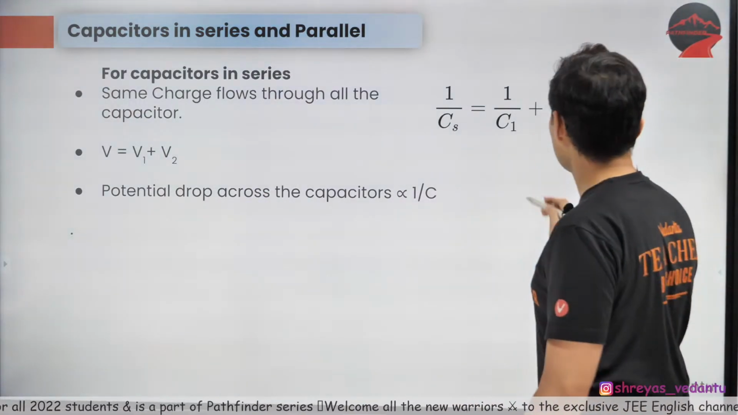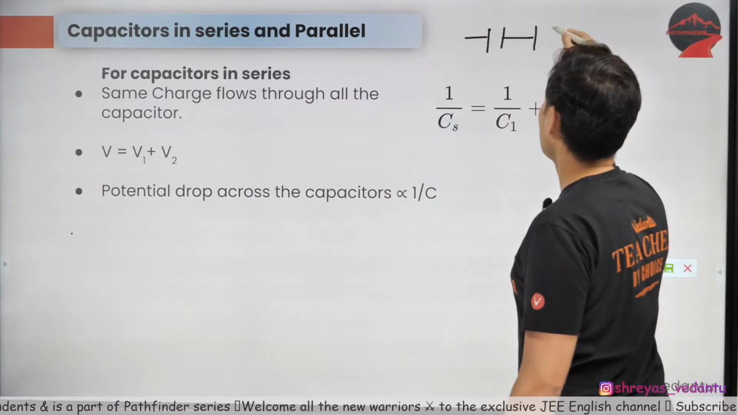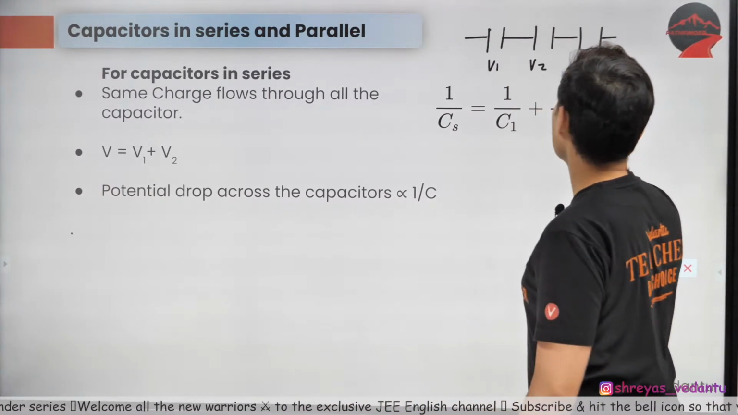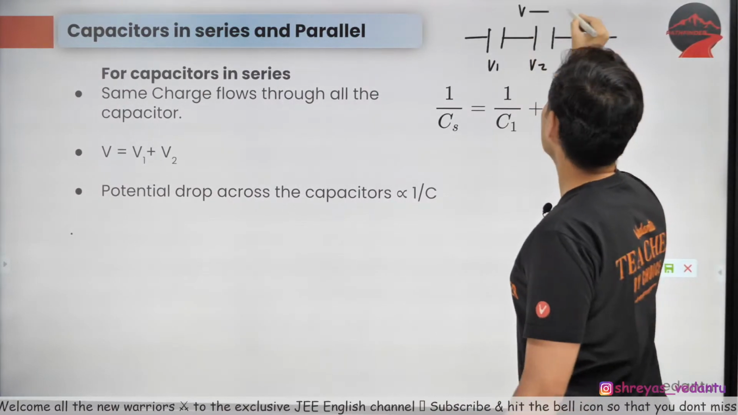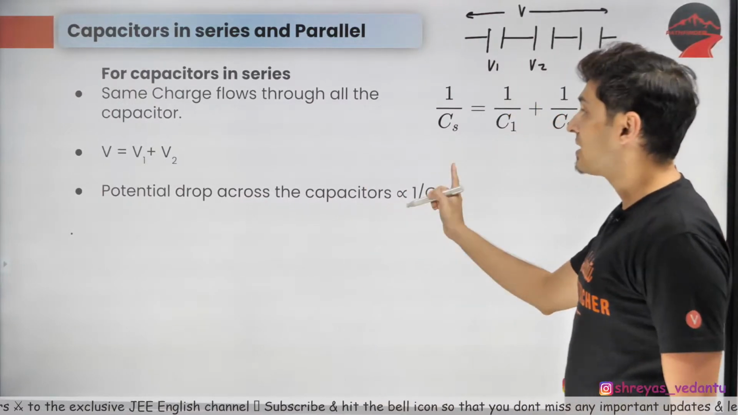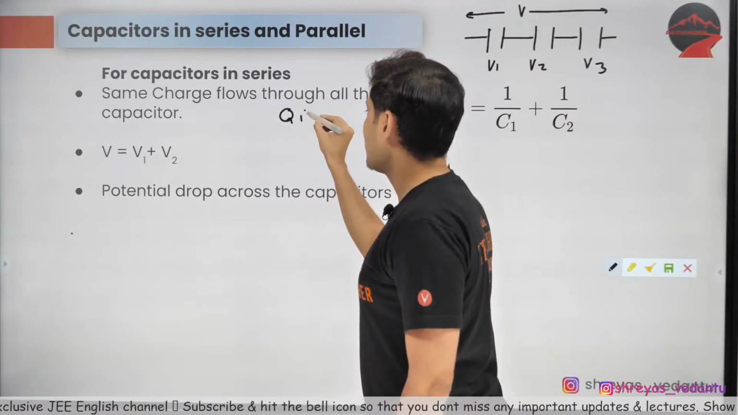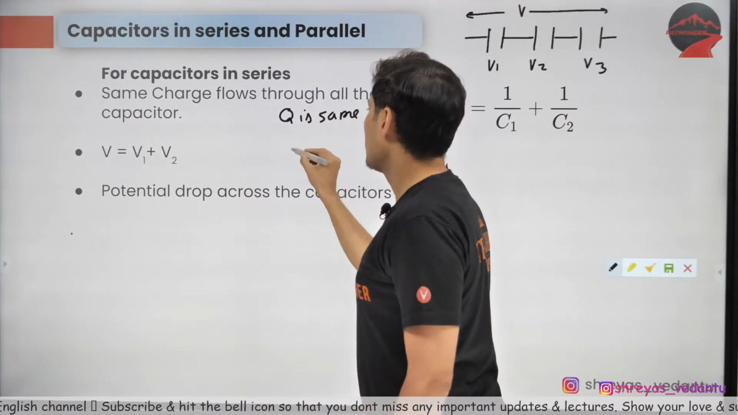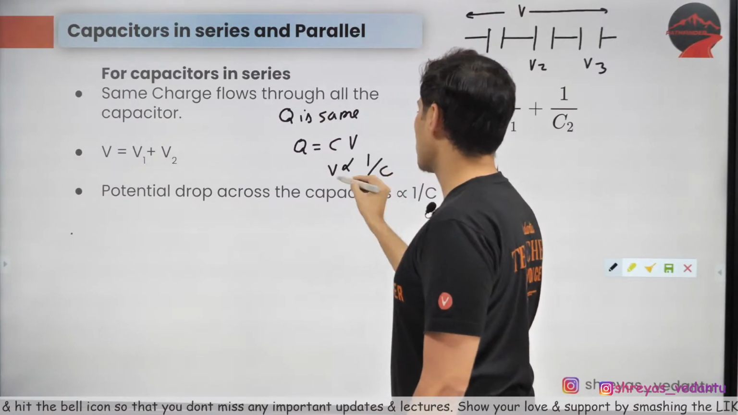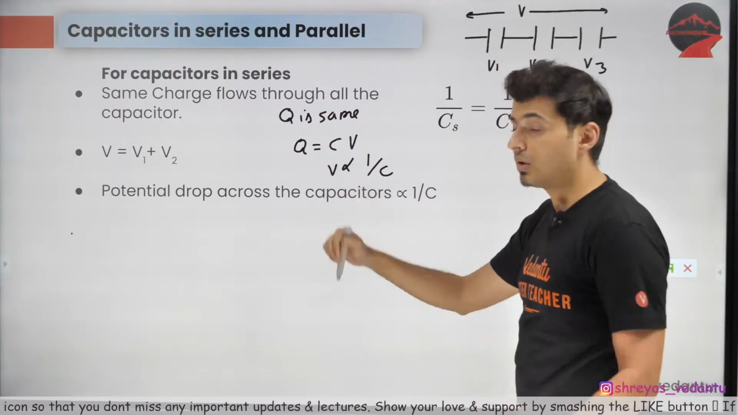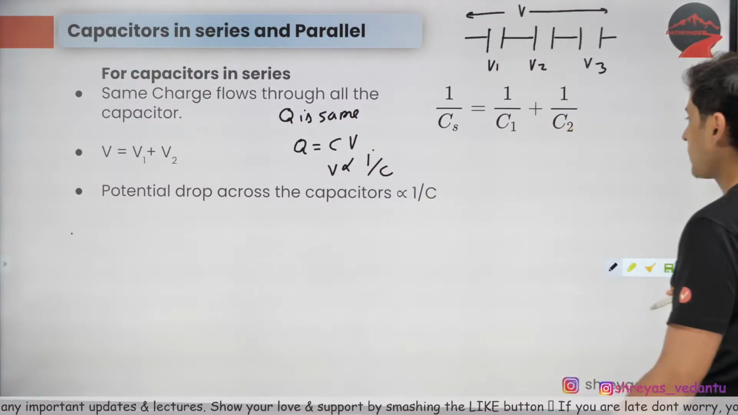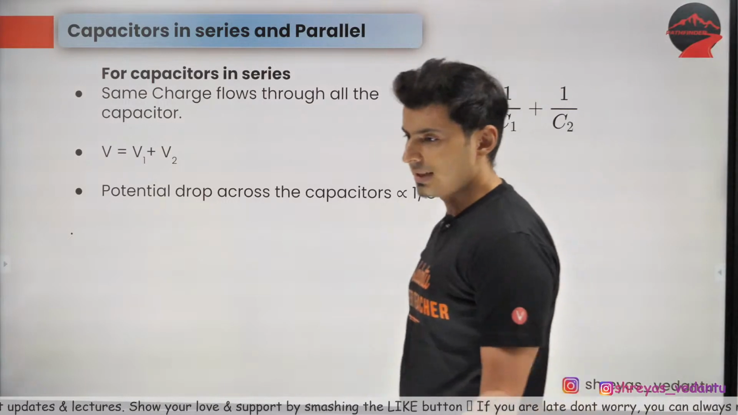Very, very interesting concept. So when you have one capacitor here, one capacitor here, another capacitor here, this will be V1, this will be V2, this will be V3. V1 plus V2 plus V3 will be the total voltage drop. And because charge is the same, so Q is the same, and we know that Q is equal to CV. Therefore, you will see V is inversely proportional to C. You can see that because the product is constant, C into V is constant, so V is inversely proportional to C. That's what this theory says.